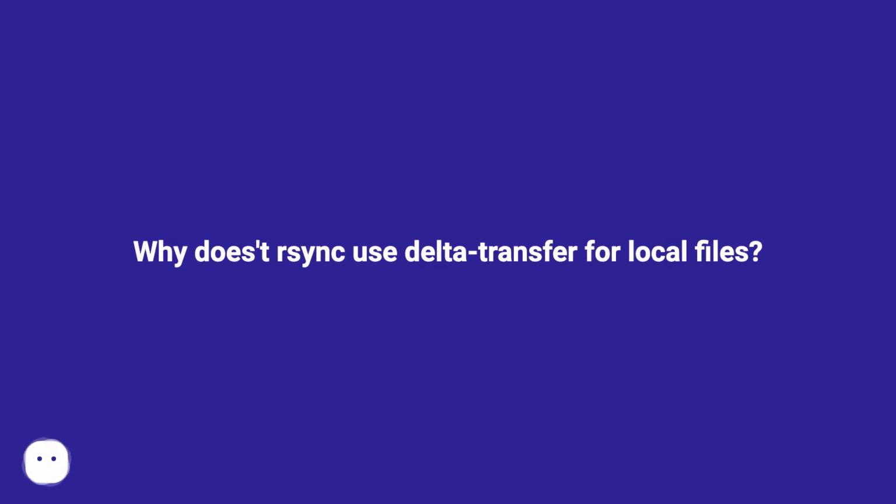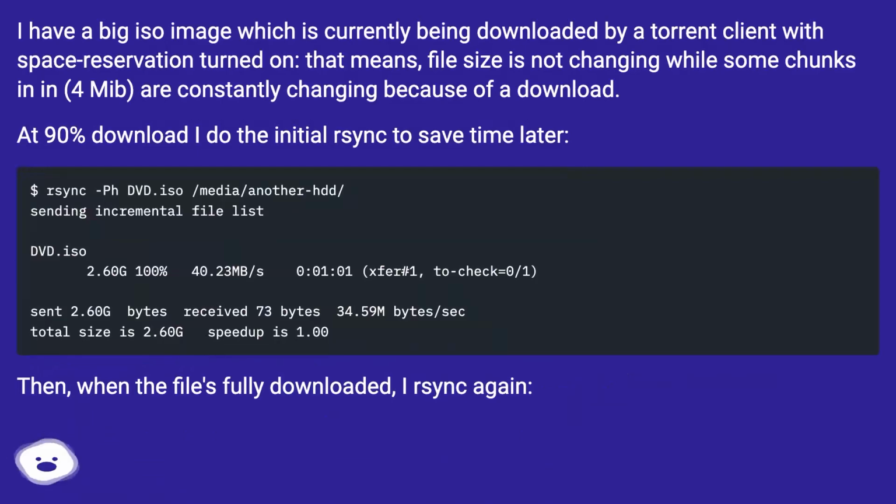Why does Rsync use delta transfer for local files? I have a big ISO image which is currently being downloaded by a torrent client with space reservation turned on. That means file size is not changing while some chunks in the file are constantly changing because of the download. At 90% download I do the initial Rsync to save time later.